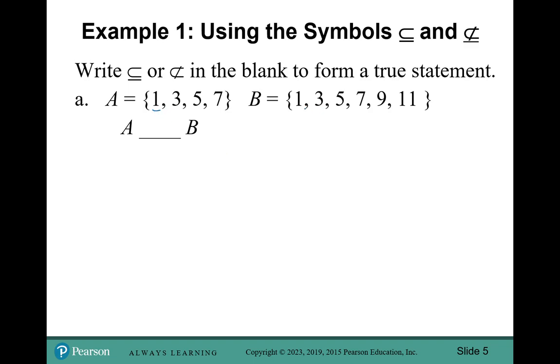1 is an element of A. 1 is also an element of B. 3 is an element of A, is also an element of B. 5 is an element of A, is also an element of B. 7 is an element of A, is also an element of B. So, A is indeed a subset of B. Very nice. And we can use some better notation here, drawn by the computer rather than myself. So, I'll erase it so you can see it clearly. It agrees that A is a subset of B.